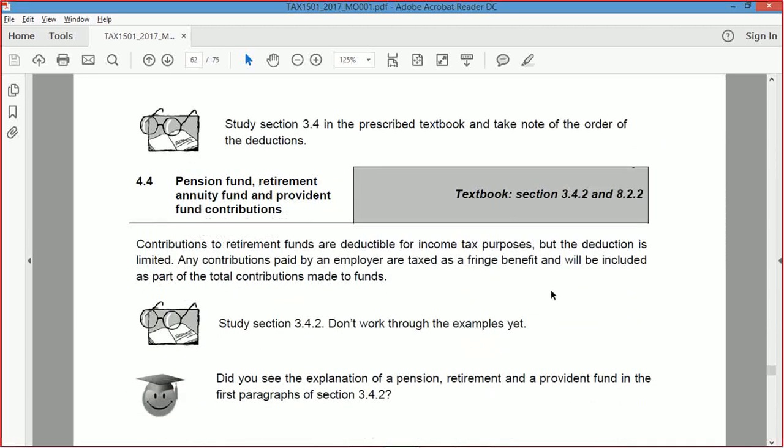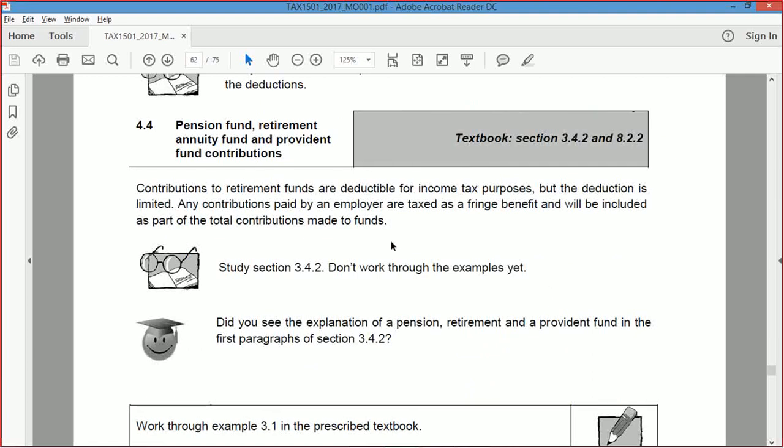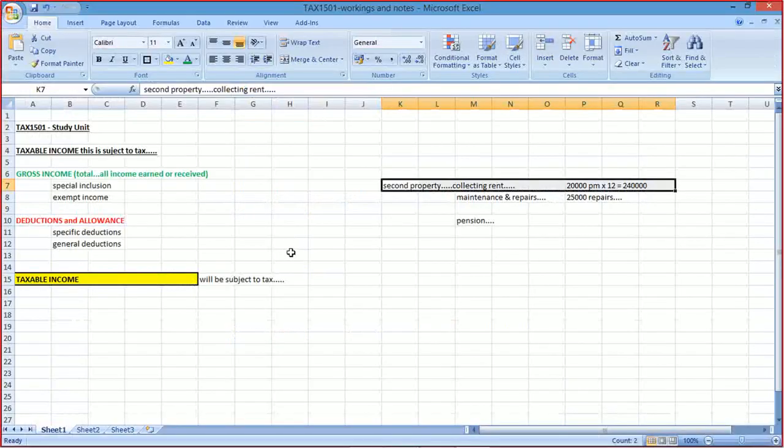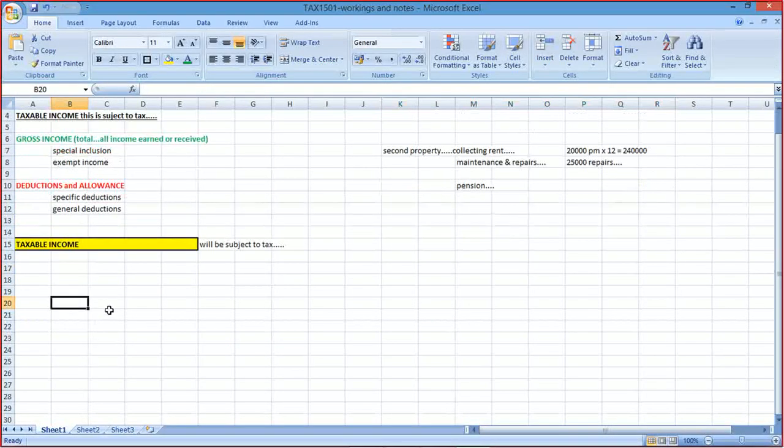Let's have a look at the first deduction: pension fund, RA, and provident fund. Where does this come from? It comes from the budget speech. Remember, every year they deliver a budget speech, and the government tells us what the rules are around contributions towards our retirement. What is the difference between a pension fund and a retirement annuity? Is there a difference?